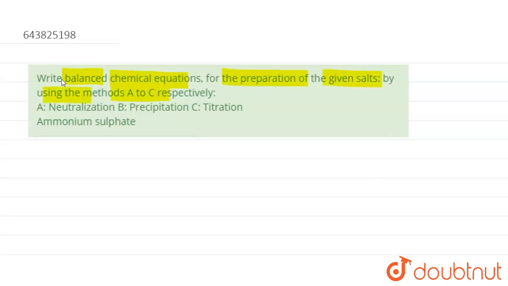The question is, write the balanced chemical equation for the preparation of the given salt by using the method A to C respectively. So we have to form ammonium sulphate and we have to devise the chemical equation basically.